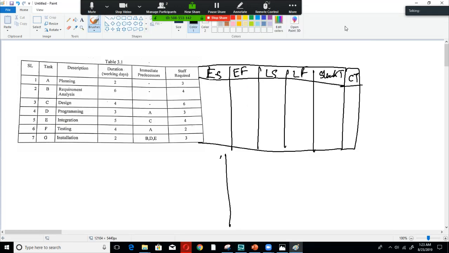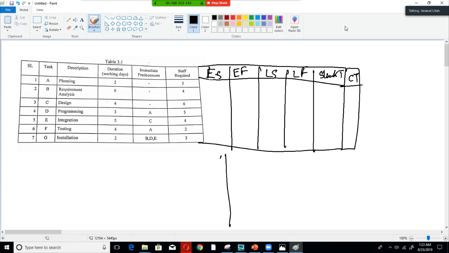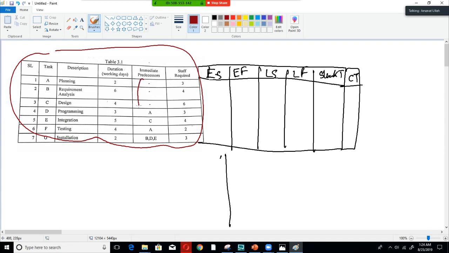So this is the second video on CPM, and if you didn't watch the first video, please watch the first video and come back. So in this problem, here is the table that is given to us, and we have to first draw the graph. So for drawing the graph, we first have to see some independent states.